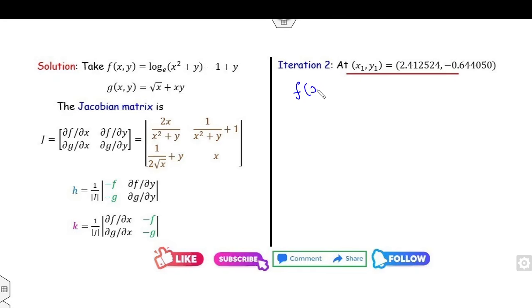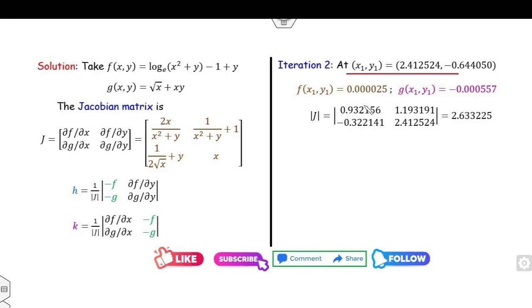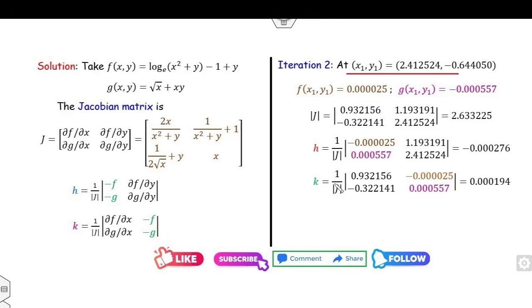Again, I can find the value of the f at the point of x1, y1. I can find the value of the g at the point of x1 and y1 up to the 6 decimal places. Again, I can find the value of the J after substituting this value in this expression, twice of this and so on, and you can solve this expression, you will get the determinant. Again, you can find the value of the h is 1 over determinant. I can replace the first column with the negative of f, negative of g. Similarly for the k. Based on the h and k, I can find the solution of the x2 and y2.